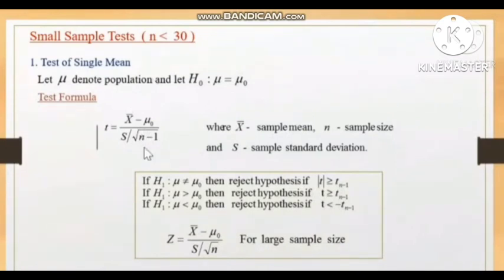The formula is almost the same. For a large sample, you remember the formula was this one. I have given it here just for ready comparison between the two. You see what the difference is? The difference is that this we have denoted by T and this we have denoted by Z. And here we have n minus 1 and here we have n, and that's all.